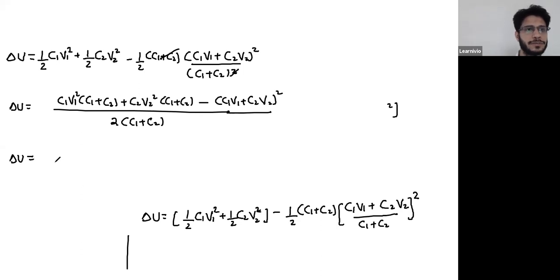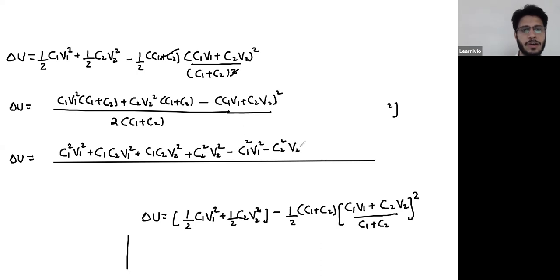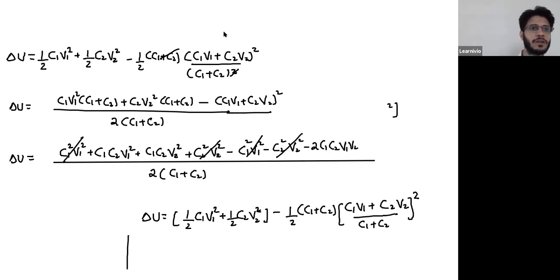So the loss in energy is C1 square V1 square plus C1 C2 V1 square plus C1 C2 V2 square plus C2 square V2 square, minus. Let's open this whole square. So it will be C1 square V1 square plus C2 square V2 square plus 2 C1 C2 V1 V2, divided by twice C1 plus C2. So this C1 square V1 square will cancel this C1 square V1 square, and C2 square V2 square will cancel this C2 square V2 square.